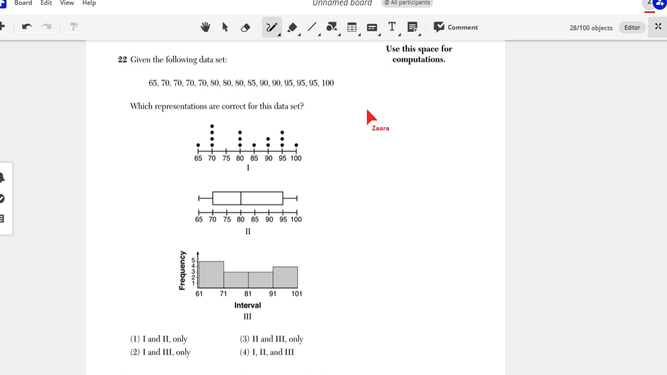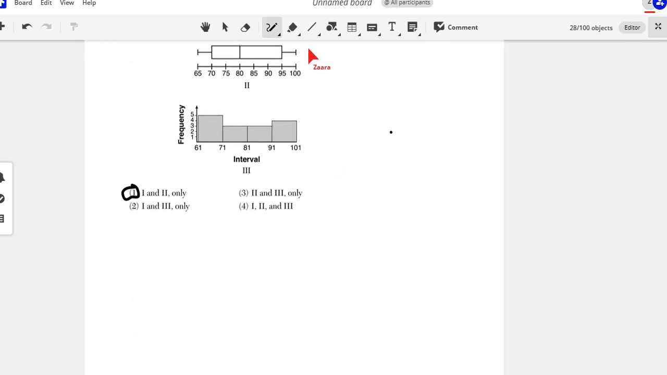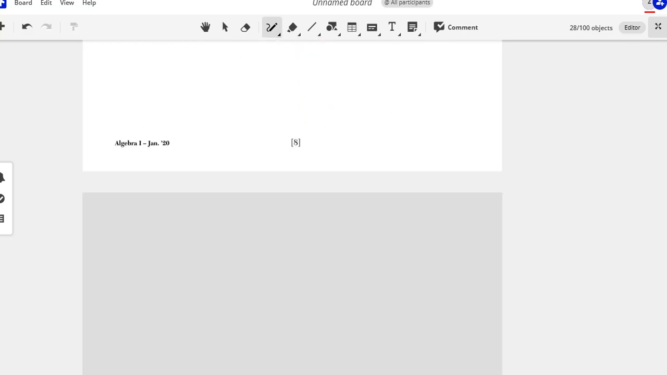Which representations are correct for this set of x? For this one, I got 1 and 2 only. Yes, 1 and 2. Okay, this is correct, the exact data is there. Move to the next one.